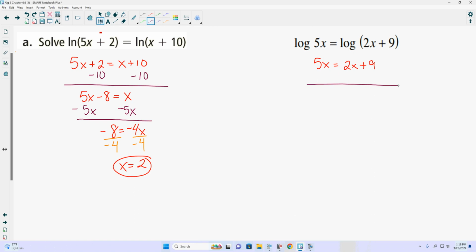What can we do first? I would subtract 2x from both sides. And the reason I would subtract the 2x is because our constant term, the term without a variable, is already by itself. Let's get the variables on the same side. So 3x is equal to 9.